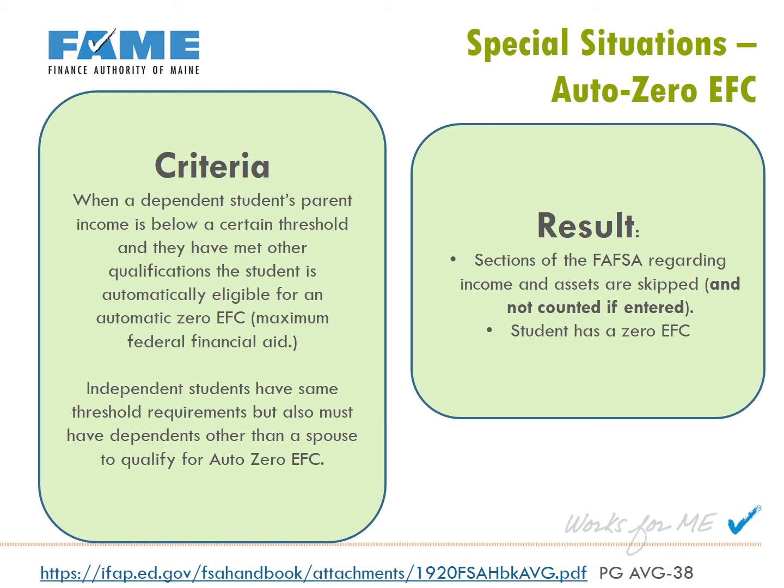The criteria is a little bit different for dependent students versus independent students. I'll talk about that in just a sec. But the end result is the student is partway through the FAFSA, and once the FAFSA figures out they're going to get this auto zero EFC, the FAFSA stops asking them questions and allows them just to skip to the end and not have to input any more data. So their verification looks a little bit different, okay?